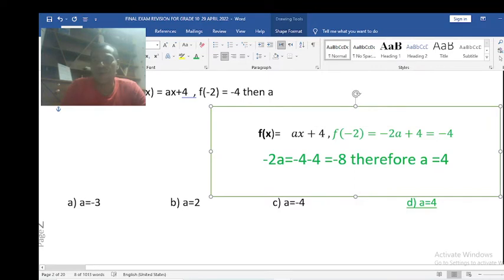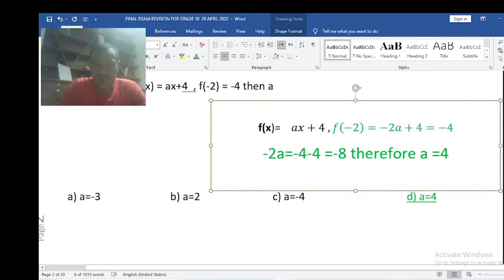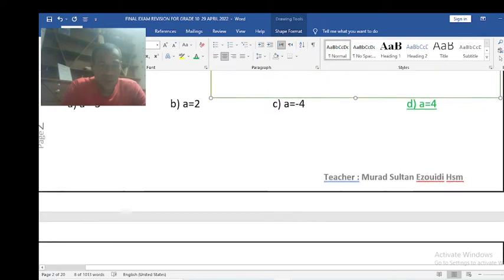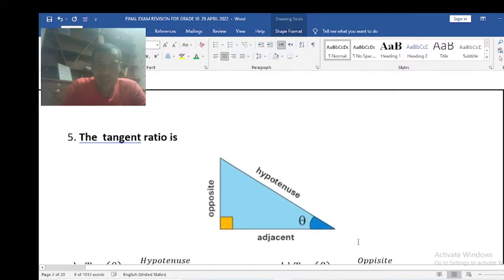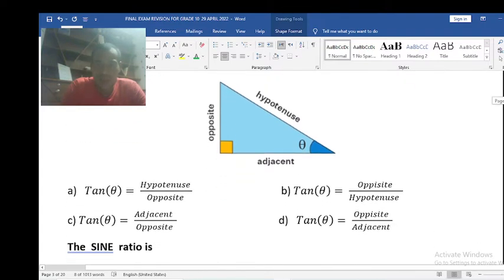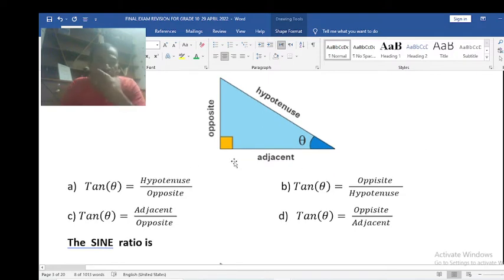Okay, the next question, question 4. Now we move to the next one. We have the tangent ratio. We have a right angle triangle. This is the angle theta, this is the adjacent side, this is the opposite side, and this is the hypotenuse. Now we are going to recognize and write down the trigonometric ratios of sine, tangent, and cosine. The tangent ratio, by definition, is the opposite side divided by the adjacent side. This is a knowledge question, learners.